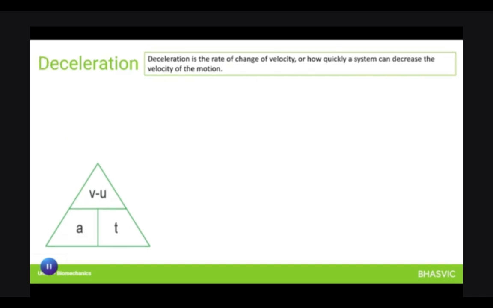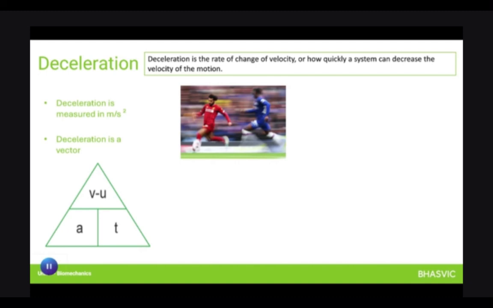Deceleration is simply negative acceleration. It is the rate at which an object's velocity decreases. Like acceleration, deceleration is measured in meters per second squared and is also a vector quantity, as it has both magnitude and direction. The formula for deceleration is the same as acceleration, so deceleration equals final velocity take away initial velocity divided by time.